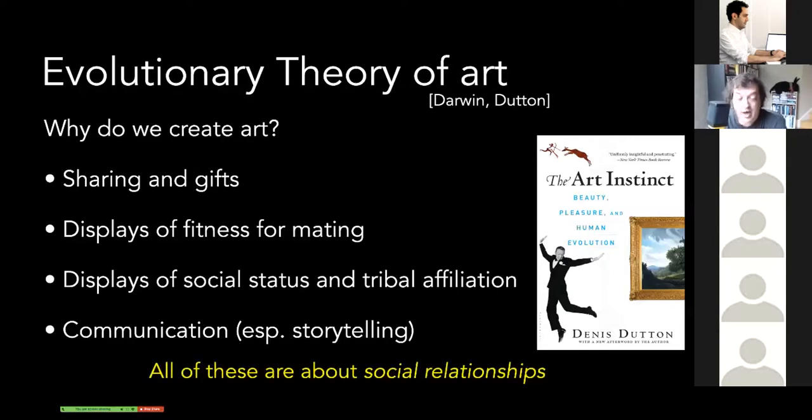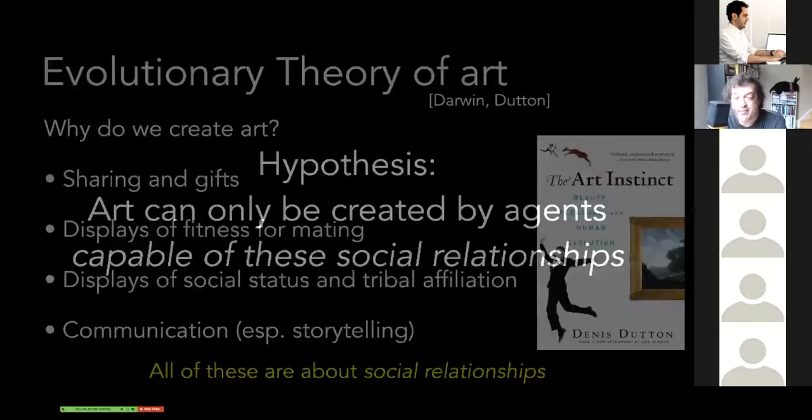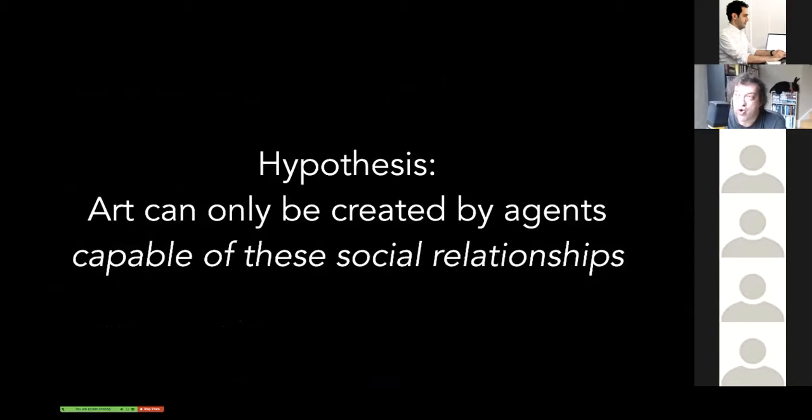And so I would hypothesize that art can only be created by agents capable of these social relationships, or perhaps art can only be created by social actors. And so computers may be able to do all the things that we associate with art making, but if we don't care about how they feel about us, then we wouldn't see them as artists.